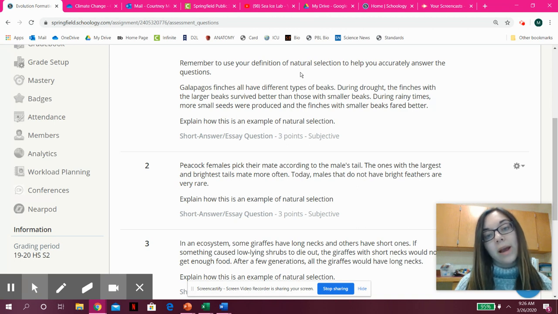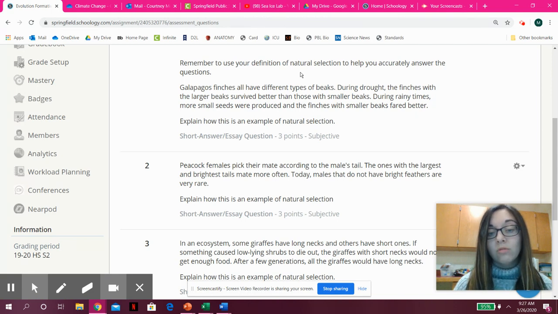If you remember, natural selection is when those organisms that are best adapted to their environment survive and reproduce more than those that are not as well adapted. One important thing you should remember when you're writing your answers is that animals can't choose to adapt. It is always the ones that are born better adapted that survive and reproduce in these types of situations.